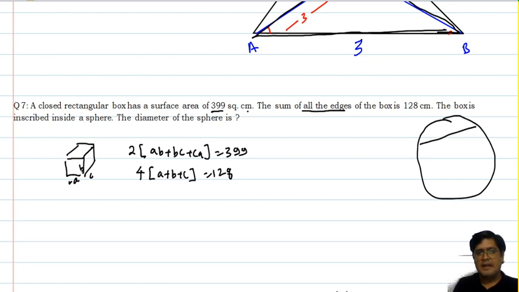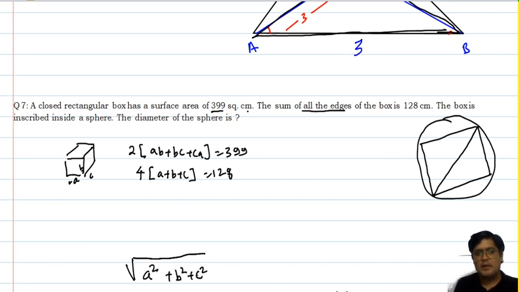Now, very beautifully the question has been framed for a sphere. When you put a rectangular box inside a sphere and you imagine this through a cross section, you're looking at a rectangle fitted to a circle. So the diagonal of the rectangle is basically the diameter of the circle, in this case the diameter of the sphere. So I remember the formula for the diagonal of a rectangular box would be the square root of a square plus b square plus c square.